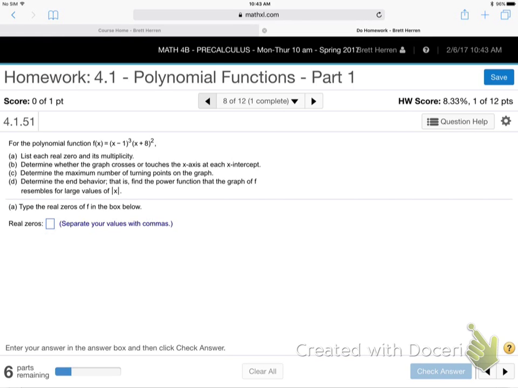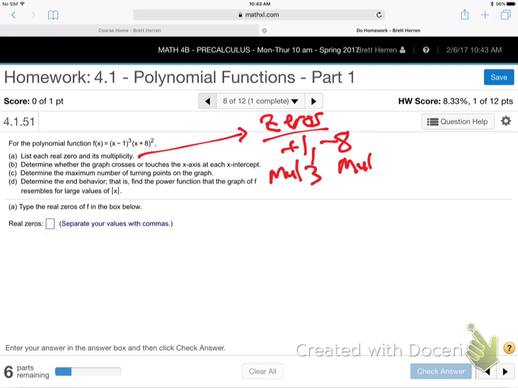All right, so anyway, let's try this one. What is (x minus 1) to the 3rd, (x plus 2) to the 8th? Let's answer the question. First off, list each real zero and its multiplicity. Can you do that? The real zeros are plus 1 and minus 8, multiplicity 3, multiplicity 2. We good so far?